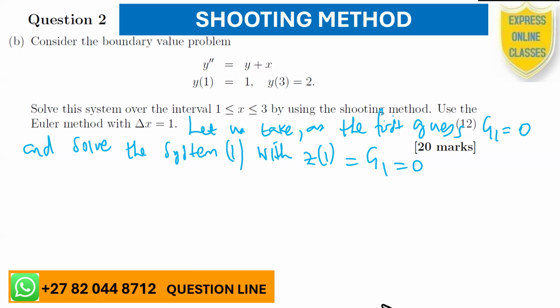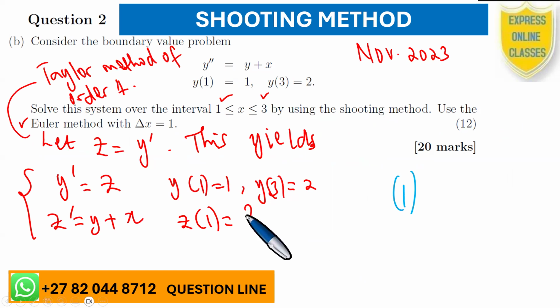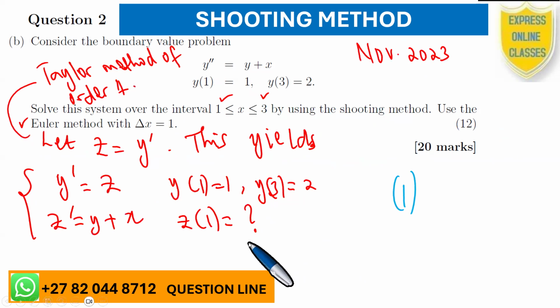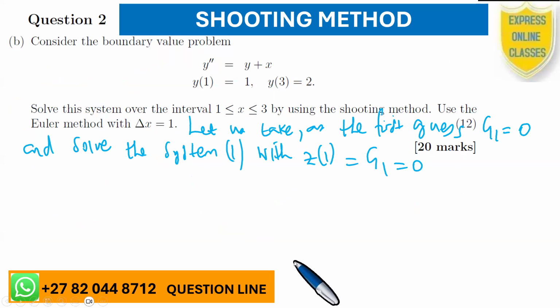System one becomes the first order system. Instead of solving the second order, we solve the first order. Because we are using Euler method, but Euler is just Taylor of order one. That is why we are changing this from second order to order one. When they say use Euler method, they know that is order one. But this one is second derivative, so it's order two, so we must make it order one. This is the strategy we use to convert the second order system to first order.